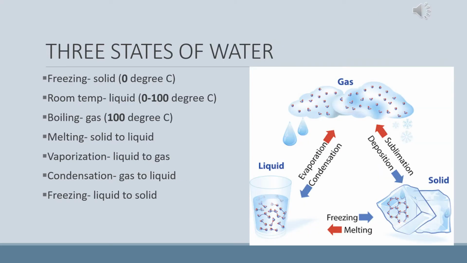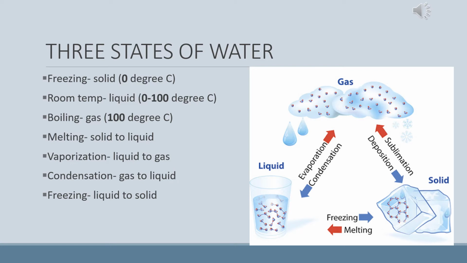Next are the three states of water. And what are the three states? As we know, that is solid, liquid and gas. The solid phase of water is called ice. The liquid phase of water is called water, and the gaseous phase of water is called water vapor.